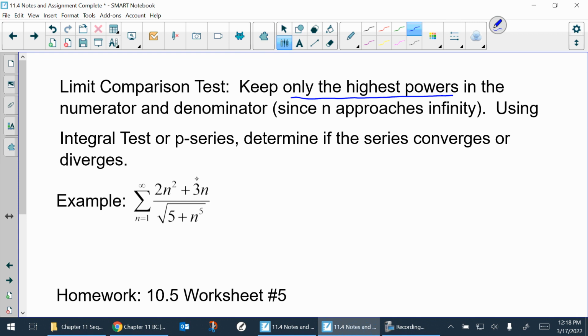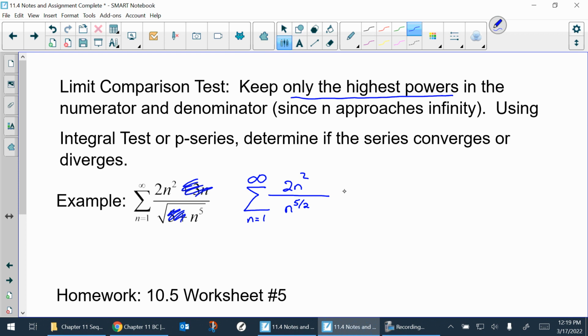So I'm going to take a look at this, and this doesn't have the biggest exponent in the numerator. I've got 2n squared, the biggest exponent in the numerator. In the denominator, that's pretty insignificant. And what is the square root of n to the 5th? I think that we could agree that's n to the 5 halves. And again, we're going from 1 to infinity.